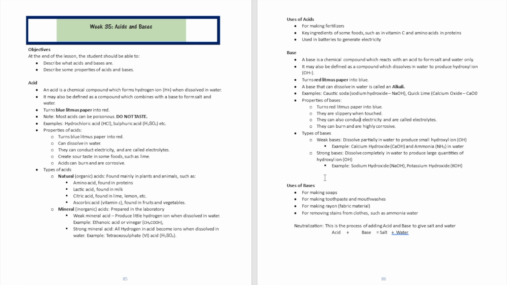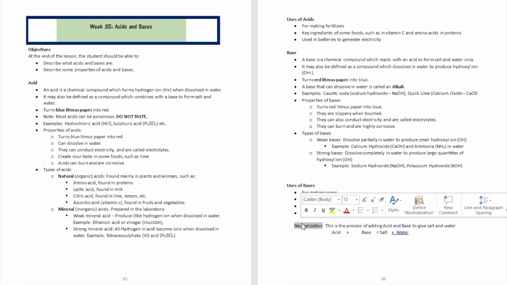What are certain uses of bases? They use bases in making soaps, for making toothpaste and mouthwashes, for making rayon, which is used in the fabric industry, and for removing stains from clothes, such as ammonia water.